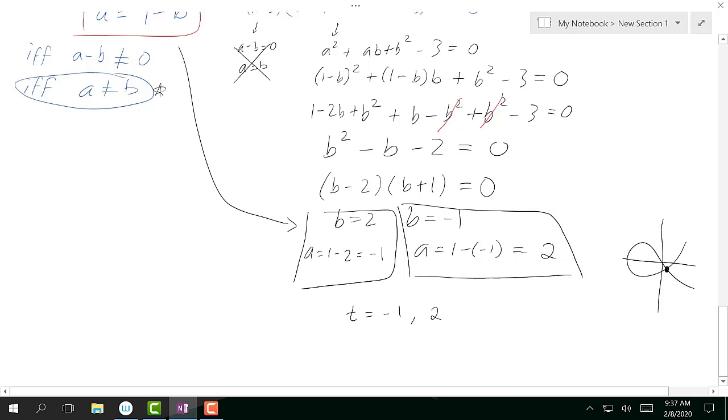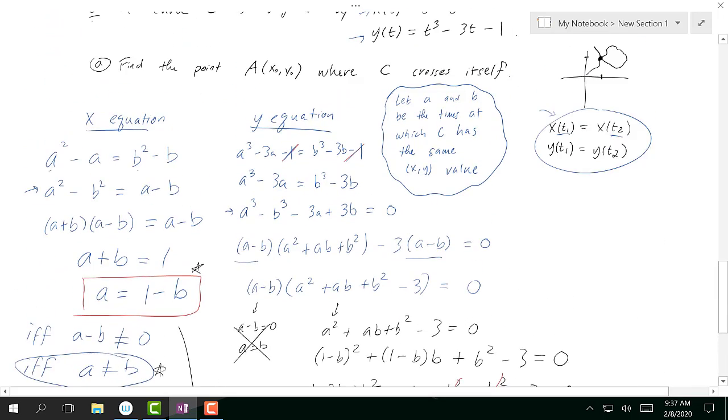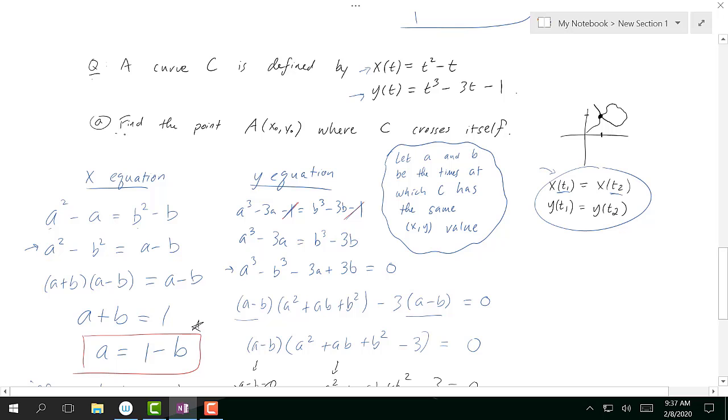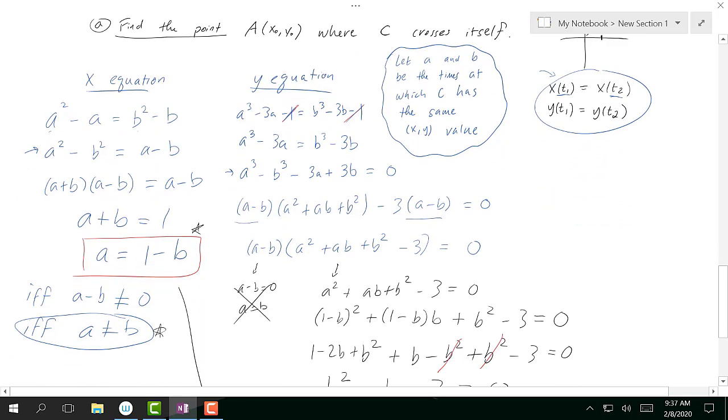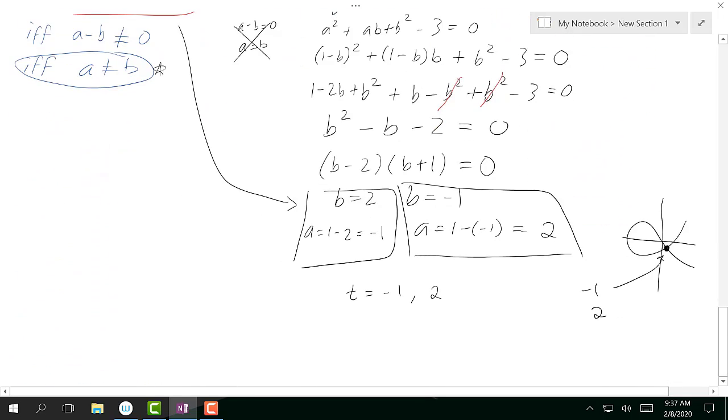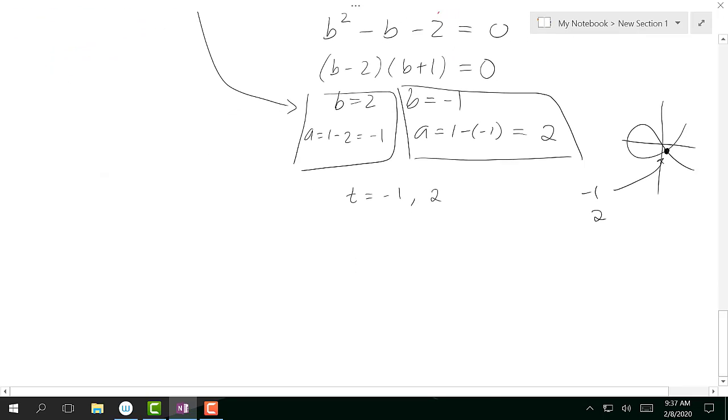So if this is just my example, then I'm at this point here, at time equals negative 1 and time 2. And we're not actually done with the question because the question says, again, find the point where C crosses itself. And so we have the time at which this happens. So all we really need to do is plug this in to my x and y equation.